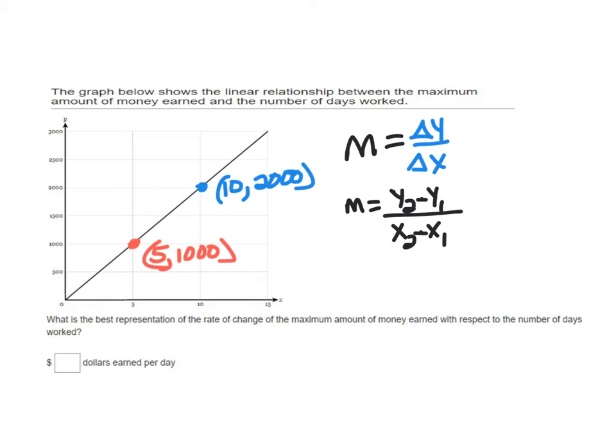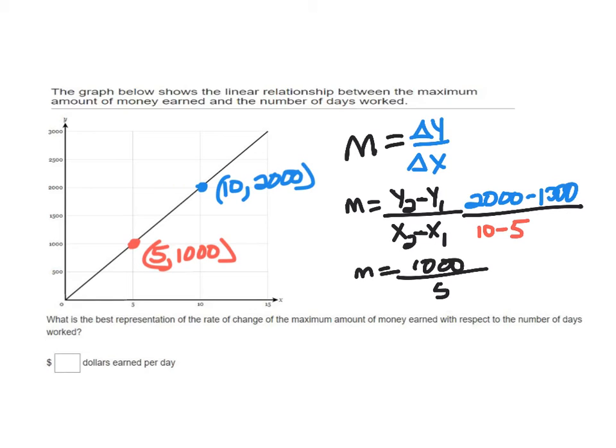So if you wanted to find that rate of change, you could just plug in the y's. You could find the difference in the y's and the difference in the x's. So we could say 2,000 minus 1,000 over, and then the days is just 10 minus 5. When you work that out, you end up with 1,000 for the change in y over 5 for the change in x. And we would simplify that to 200. So basically what we're saying here, the best representation is that the maximum amount of money earned was $200 per day, which represents the rate of change and the slope of this graph.